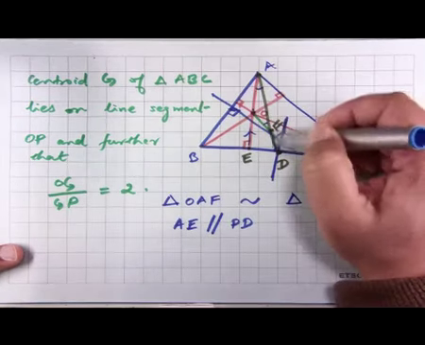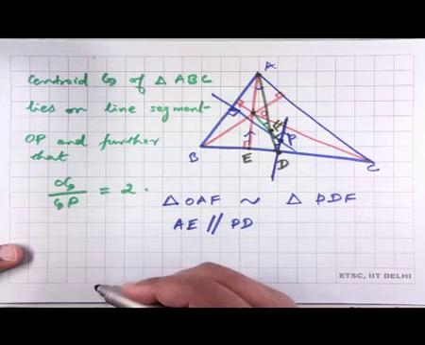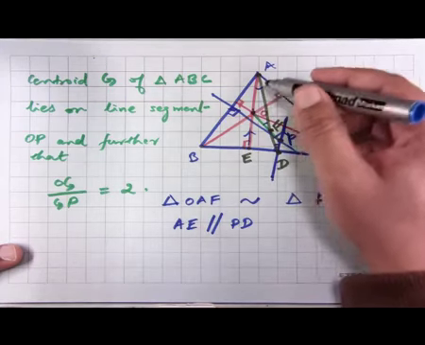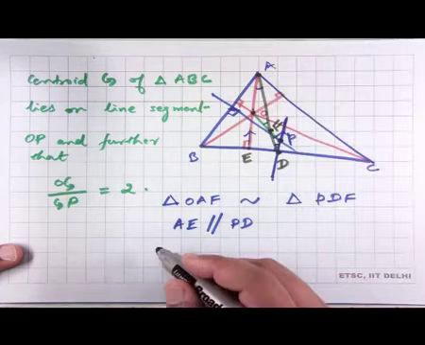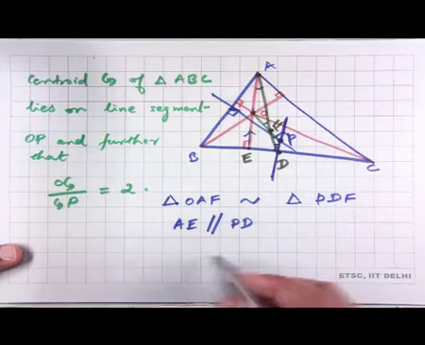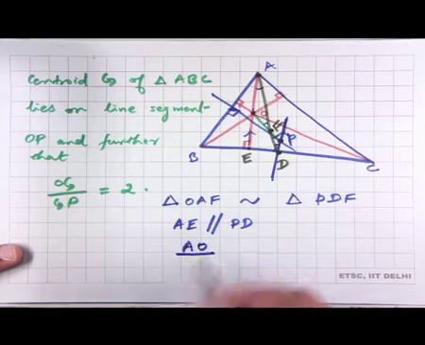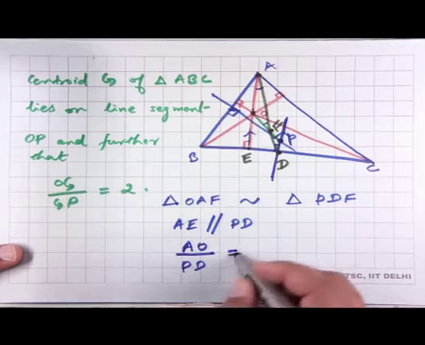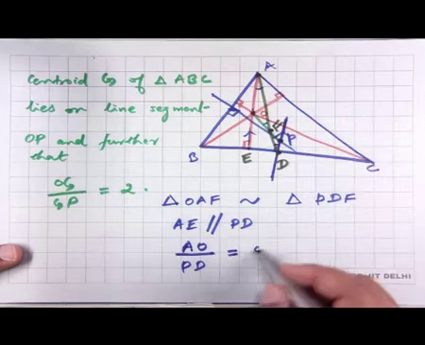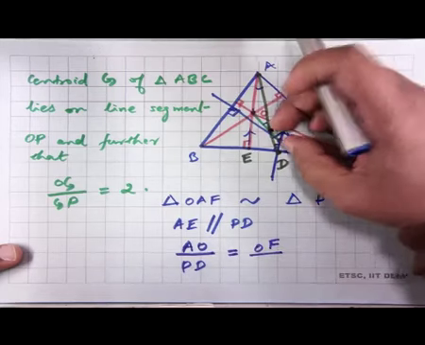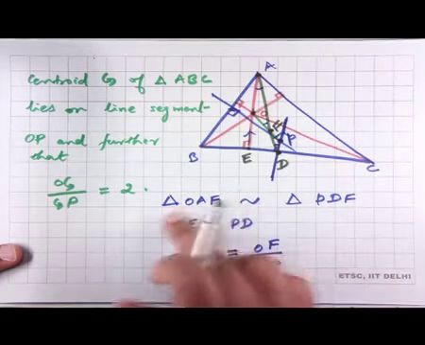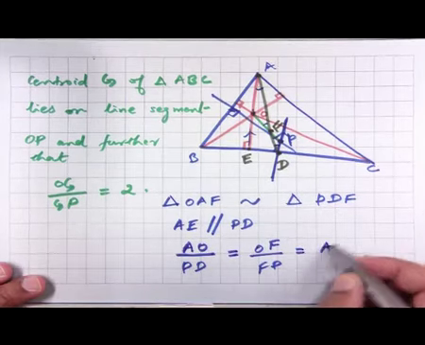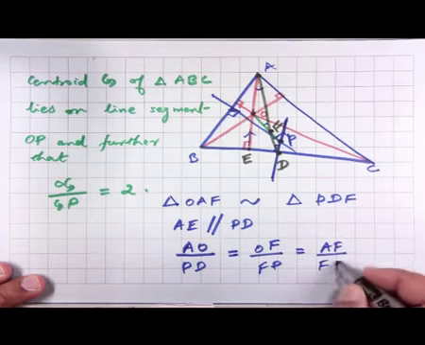Now, because these two triangles are similar, one can very easily say that AO divided by PD equals OF divided by FP. This follows from the similarity of these two triangles very easily, and this is further equal to AF divided by FD.